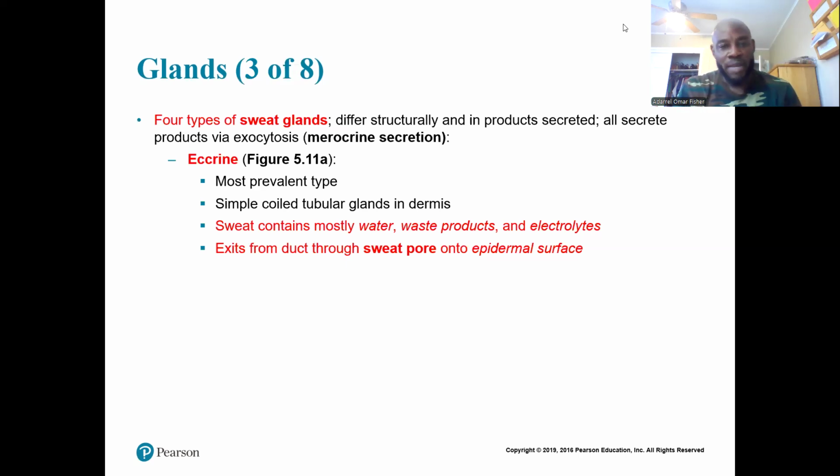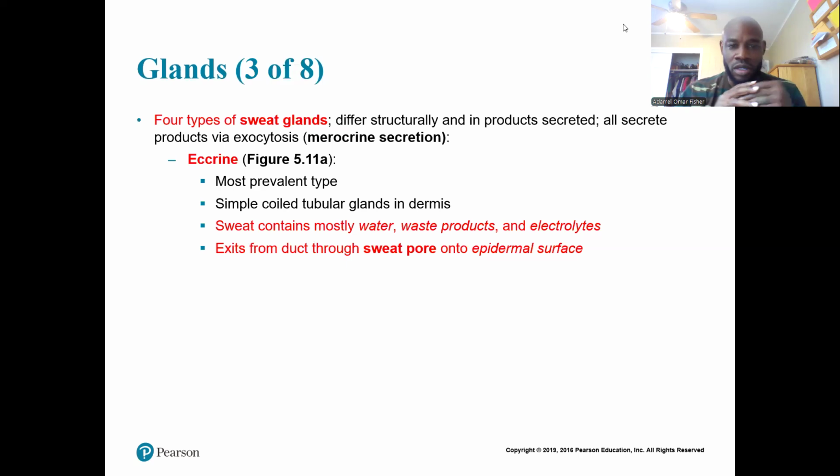There are actually 4 different types of sweat glands, right? They all work by exocytosis, merocrine secretion, if you remember that. Vesicles carrying the substance that is to be secreted are in the cells in the sweat gland. They come to the surface, combine with the plasma membrane on the surface, and then are released into the duct or released onto a surface. All right, so you have 4 types of sweat glands.